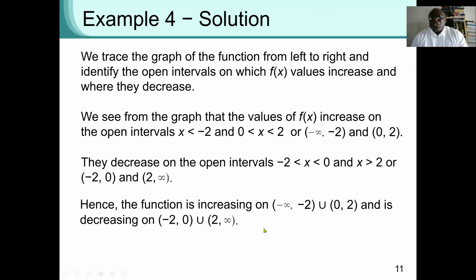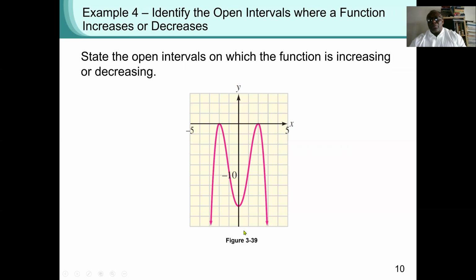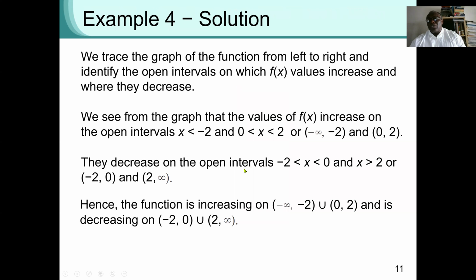We see on the graph that the values of f of x increase on the interval from negative infinity to -2, and also from 0 to 2. They decrease on the open interval from -2 to 0. So let's see: -2 to 0 is decreasing, and from 0 to 2 is increasing.